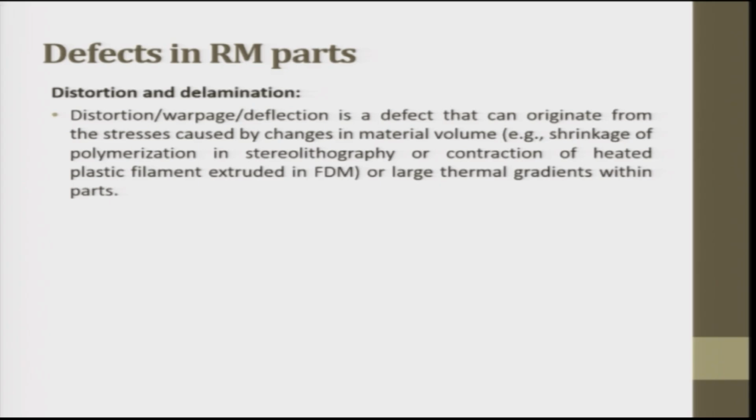Distortion, warpage, deflection is a defect that can originate from the stresses caused by changes in material volume, for example, shrinkage of polymerization in stereolithography or contraction of heated plastic filament extruded in FDM or large thermal gradients within the parts. In extreme cases, this deflection can even lead to delamination. This delamination can also happen due to deflection, which is put as a defect here. So, this depends upon the material characteristics, processing parameters and approaches.